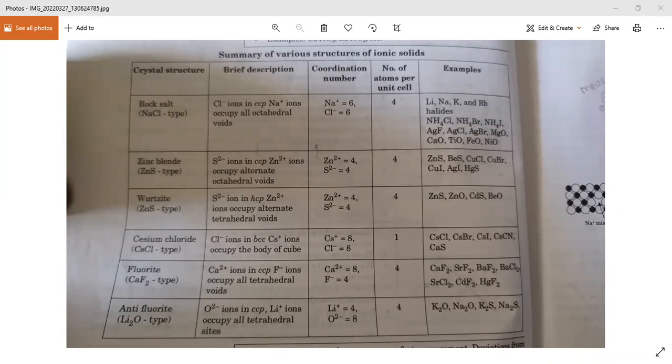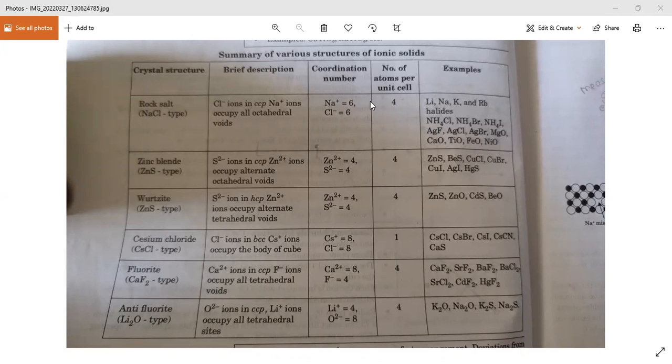Okay. And examples for this type of crystal lattice are shown by lithium, sodium, potassium, rubidium halides, or NH4Cl, NH4Br, or NH4I, AgCl, AgBr, MgO, AgF, CaO, TaO, FeO, and NiO. So compulsory you have to learn this tabular column by heart, which is a very important theory question for the competitive side.